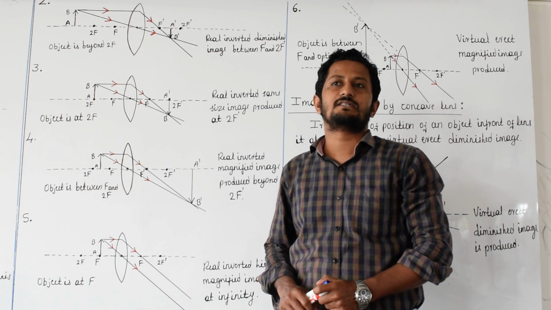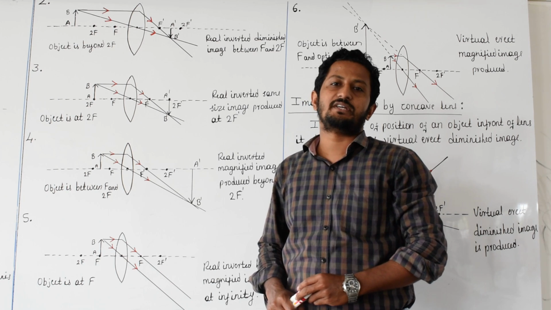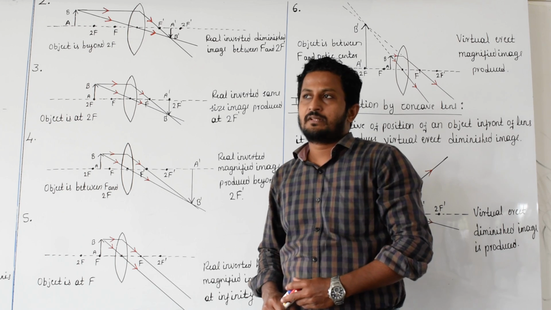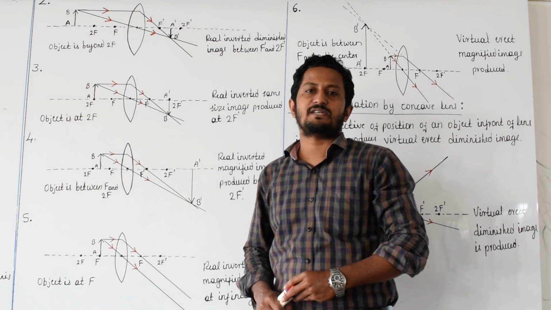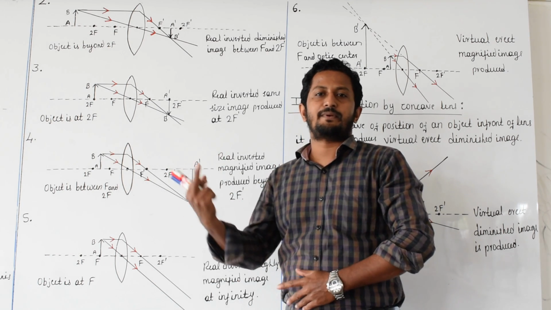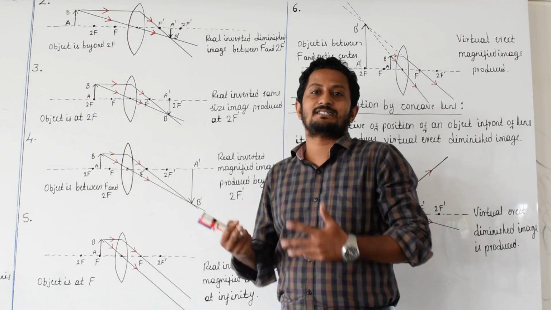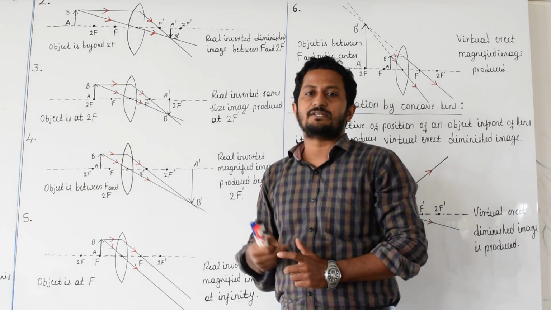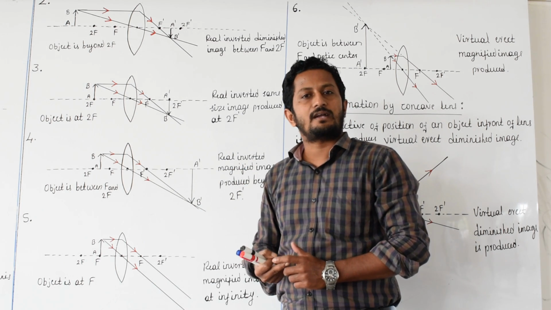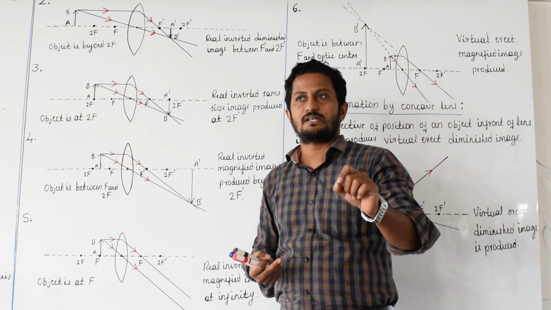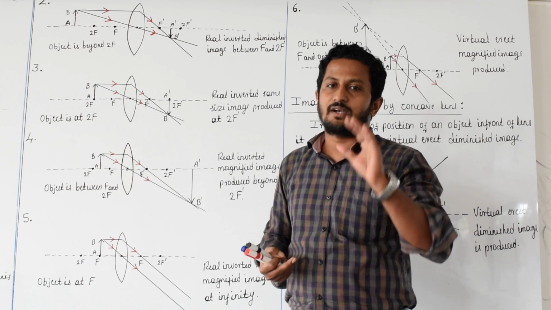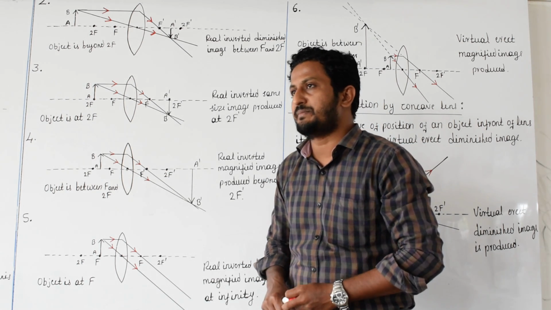In the previous class we were discussing image formation by a convex lens. There we saw the first image formation, where we imagined the object was at infinity. The image was produced at the principal focus, and that image was real, inverted and highly diminished.